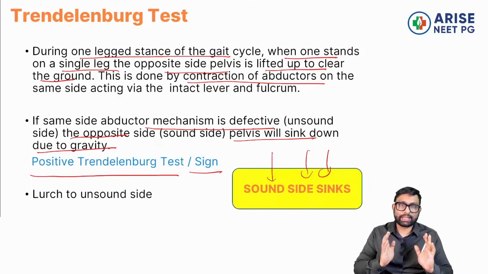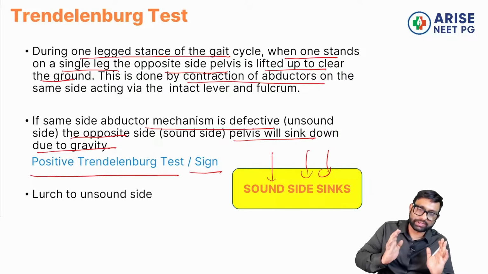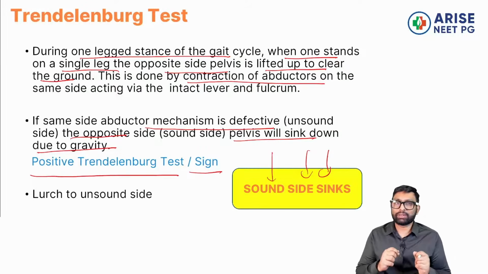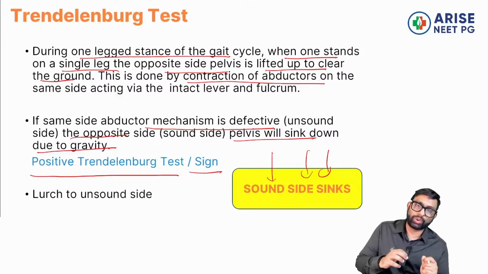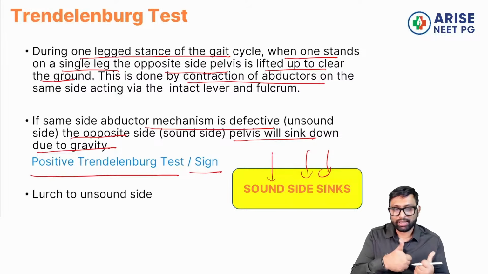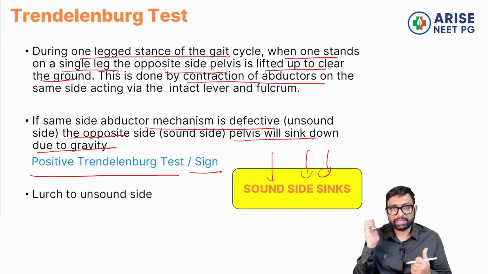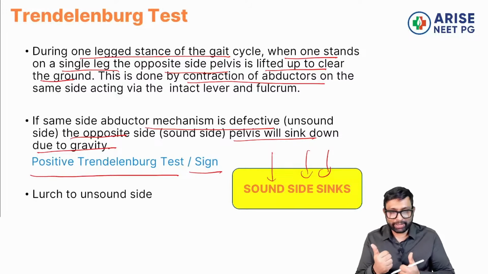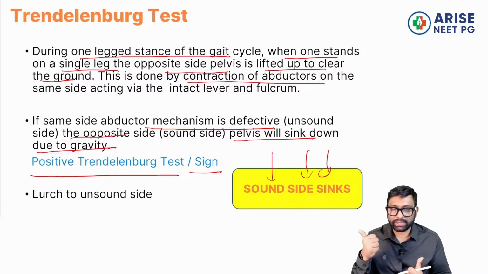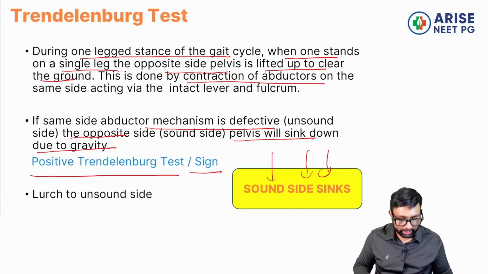And along with this, as the pelvis falls to the opposite side, to balance himself, he will lurch towards the same side. So the pelvis sinks towards the opposite side, and the patient lurches towards the same side. Okay, the pelvis sinks towards the sound side, whereas the lurching happens towards the unsound side. This is how you will remember it.